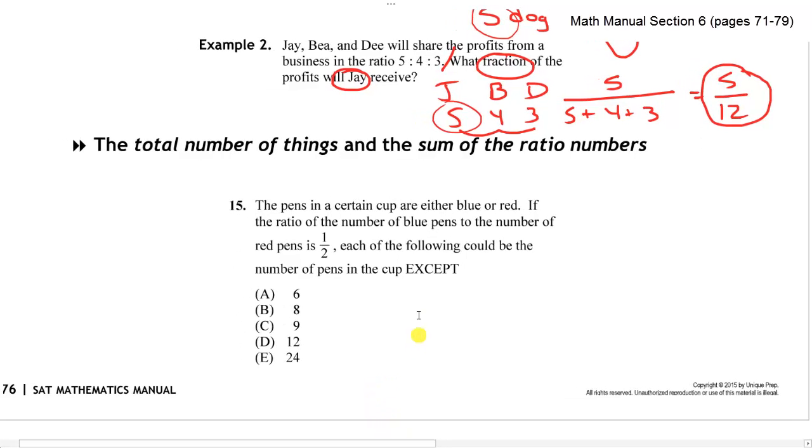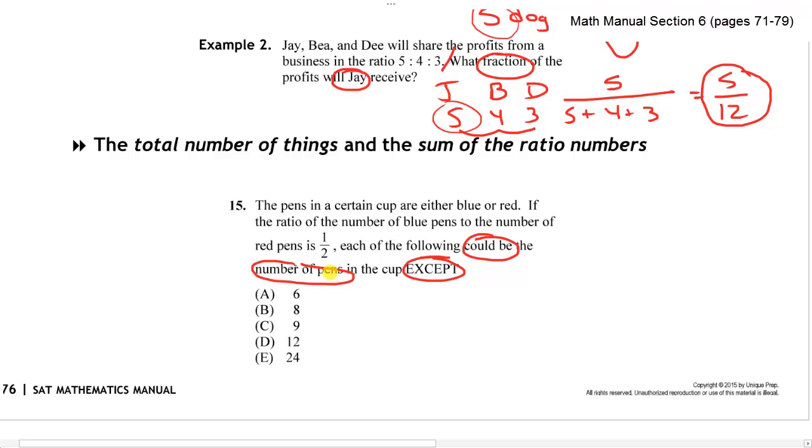So pens in a certain cup are either blue or red. The ratio of the number of blue pens to the number of red pens is 1/2. Each of the following could be the number of pens in the cup except. So we're looking for the answer that cannot be the number of pens in the cup.